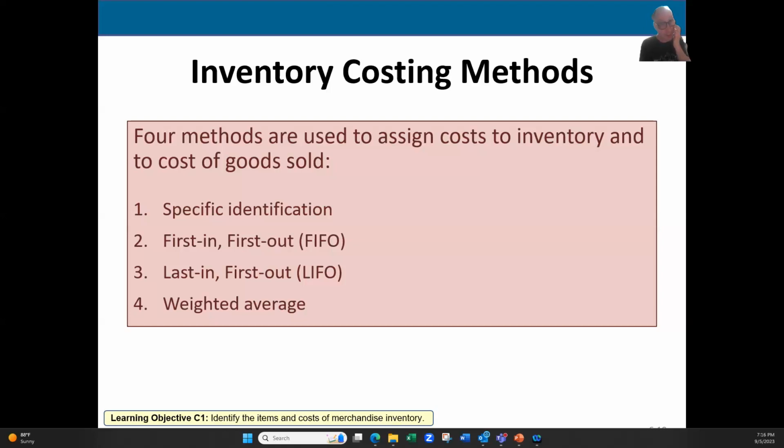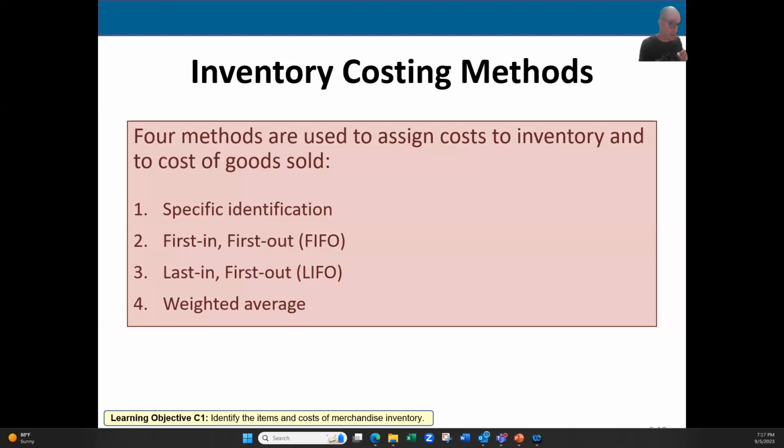The third most commonly used method is called last in, first out. In a series of purchases, the last batch of inventory I got in, I'm going to sell that first. There's reasons why companies might do this, especially if the cost of that purchase is higher than the other ones or lower than the other ones. Depends, right? We'll talk more about it.